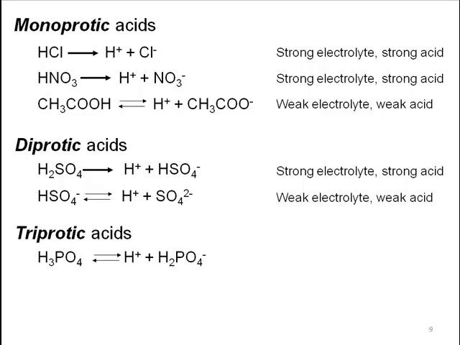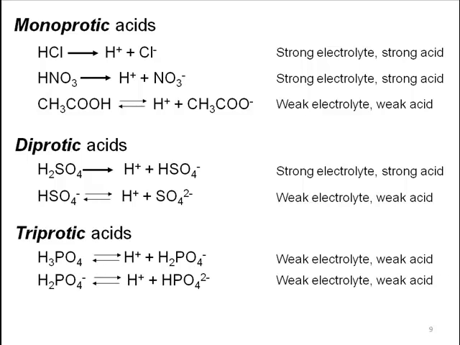Triprotic acids, like phosphoric acid. The first proton that leaves is actually a weak electrolyte and weak acid. The second one that leaves is also a weak electrolyte and weak acid. And the third one that leaves is also a weak electrolyte and weak acid. But there are 3 protons that can be put into the solution. So this can change the concentration of the hydronium ion in the solution, even though each process is a weak acid. So monoprotic, 1-step; diprotic, 2-step; triprotic, 3-step.